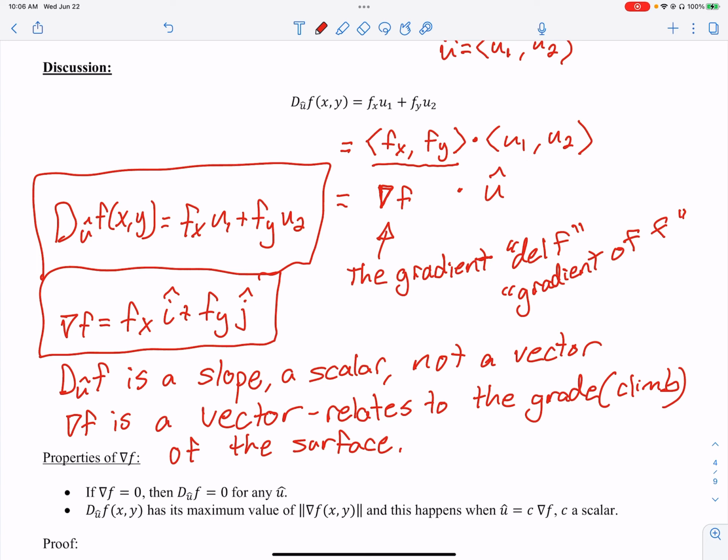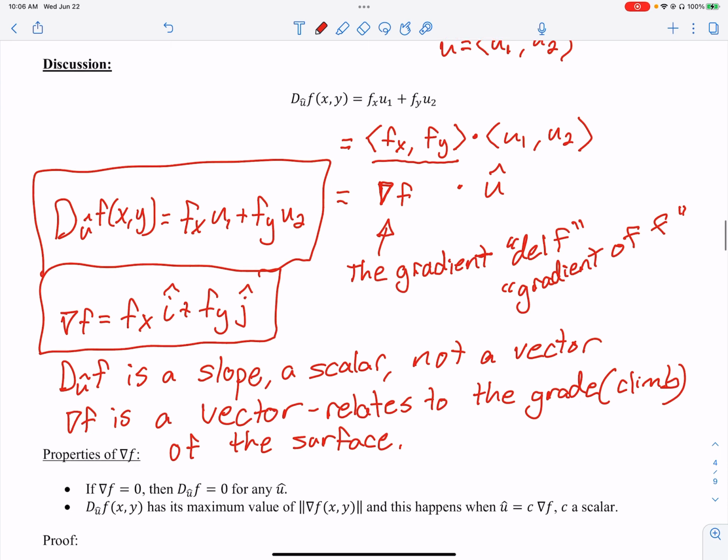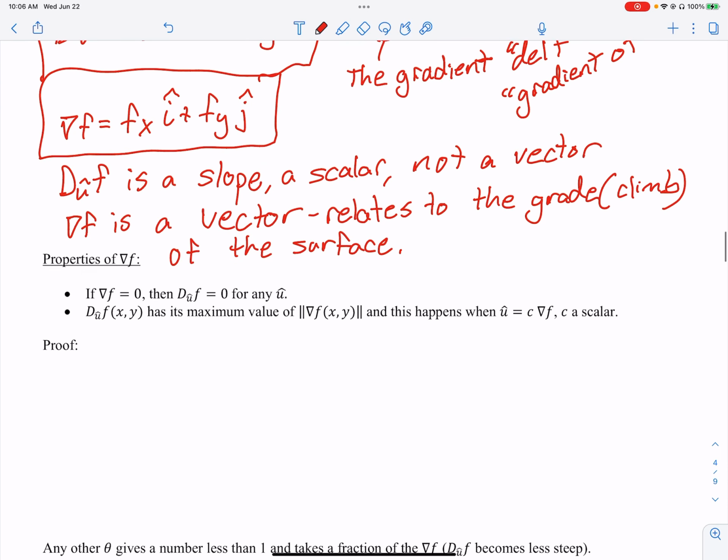That means like how steep is it? How far does it go? Stuff like that. It has a really cool property. All right, so the properties of this, let's go ahead and talk about it, is that if del f is 0, then the directional derivative is also 0 for any u, in any direction. This will make sense in a minute why.